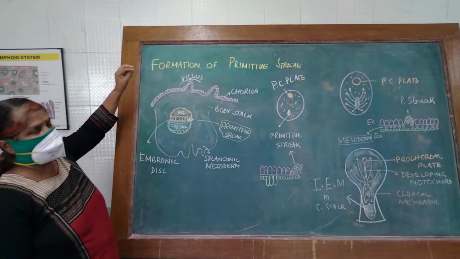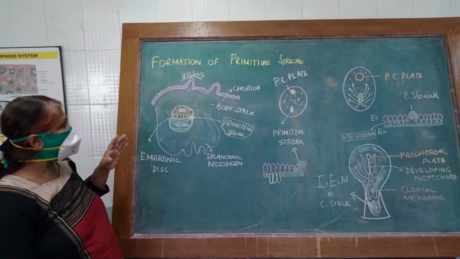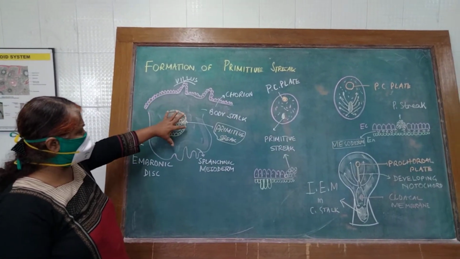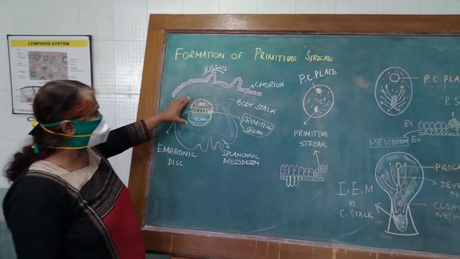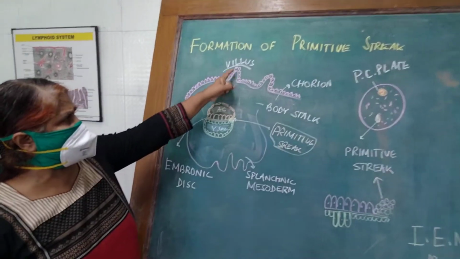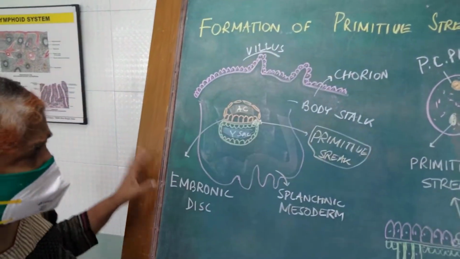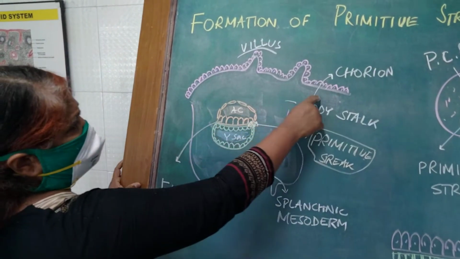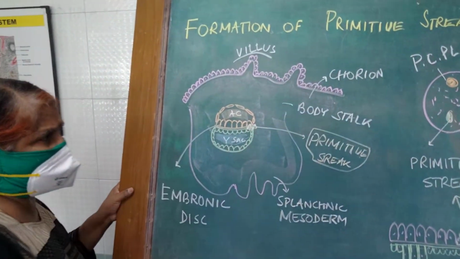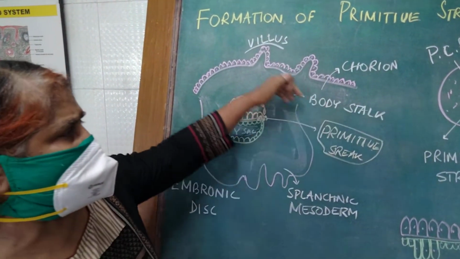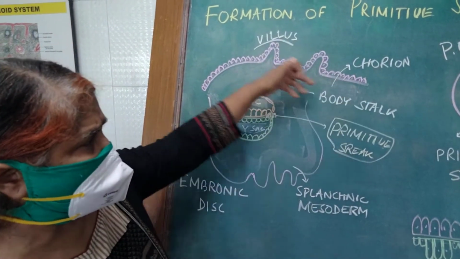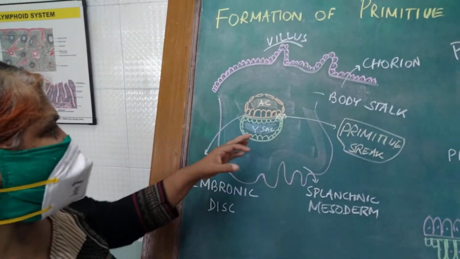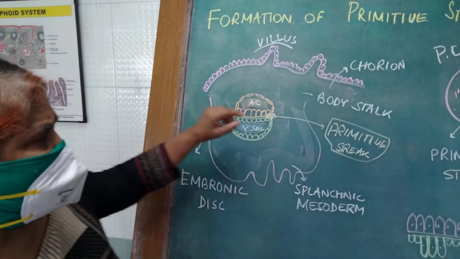That is taken in the third week. Now if we place this embryo in this position, this is the trophoblastic cells which is forming the villus. In the somatic extraembryonic mesoderm, this part is called the chorion. This is the connecting stalk or the body stalk that connects with the placenta in future.